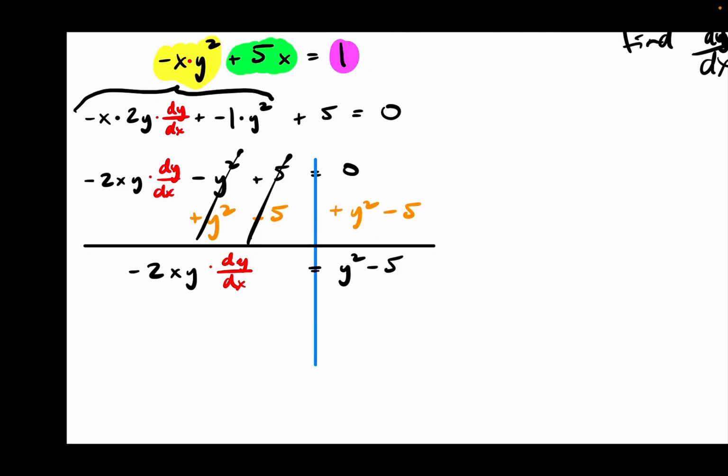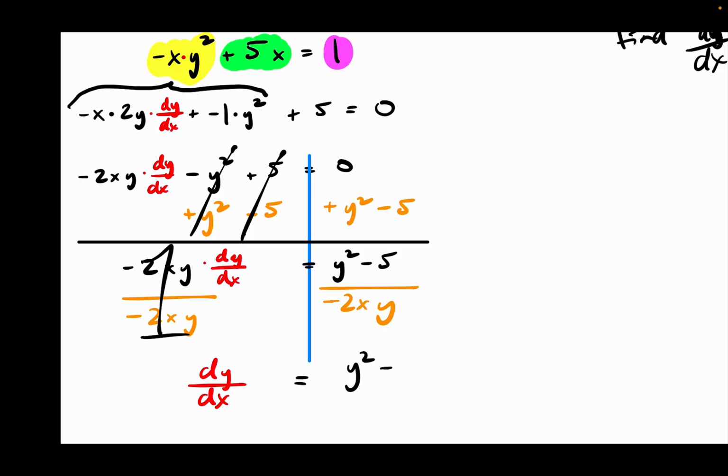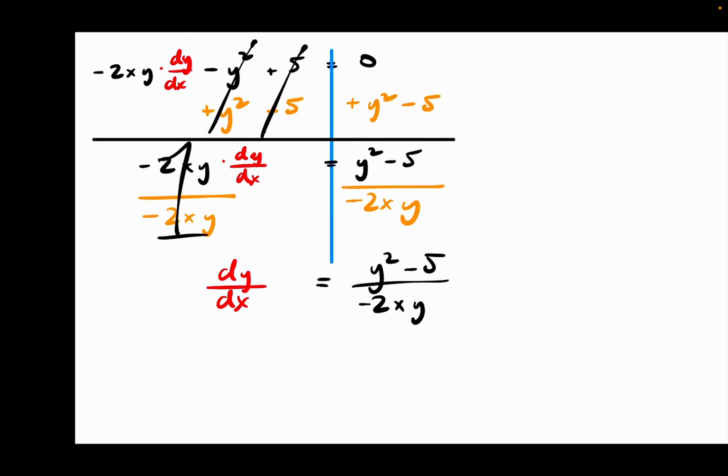Okay, how do I get dy dx by itself? Divide by what I don't want, right? I want to keep dy dx on that side, so divide by what I don't want to keep. Negative 2xy. Would the y's cancel out or no? No, because the top is a binomial. The bottom is okay because it's a monomial. It's got no pluses or minuses inside, but that's where I stopped before.